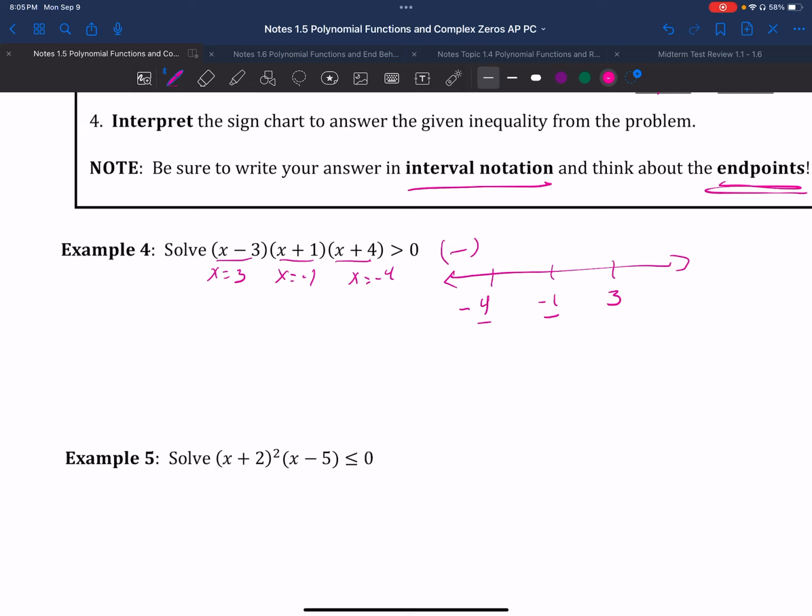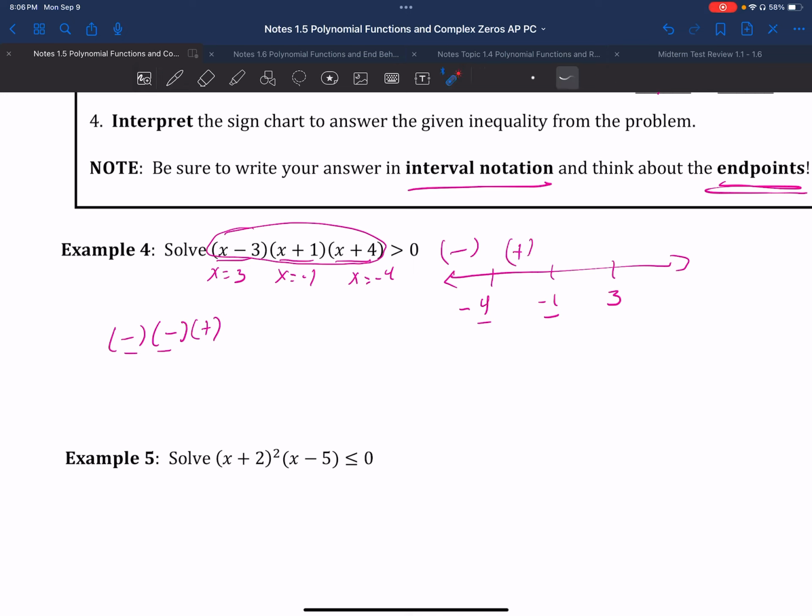So I'm just going to pick -3, and then I'm going to plug that number into this parentheses. So -3 minus 3, which is negative, or -6. -3 plus 1, which is -2, or negative. And then for the next one, -3 plus 4, which is going to be positive. A negative times a negative will give me a positive.